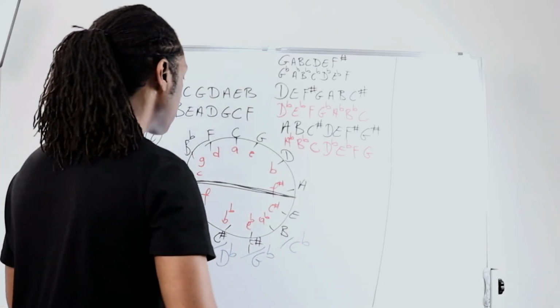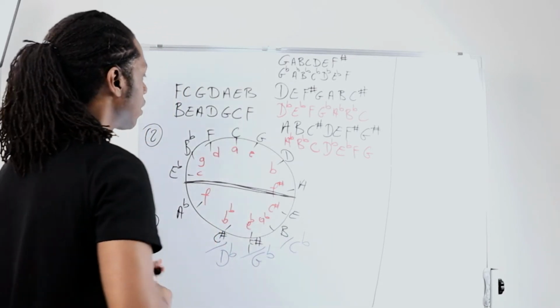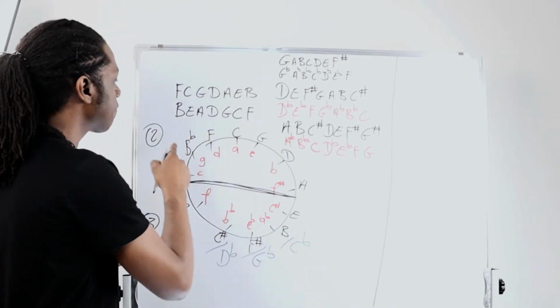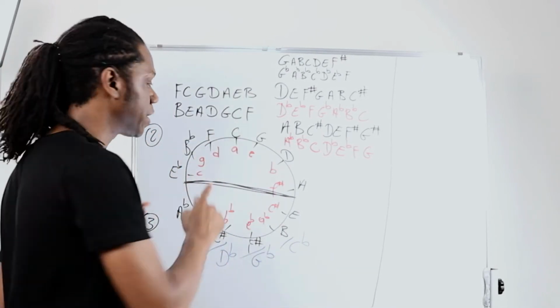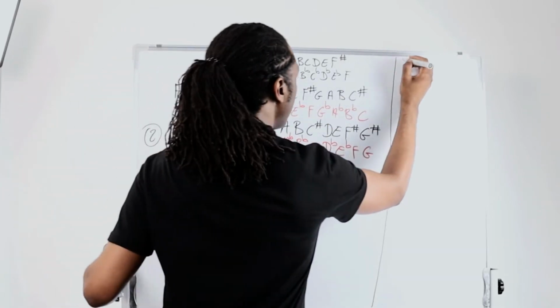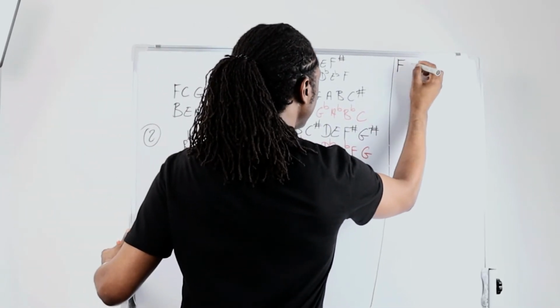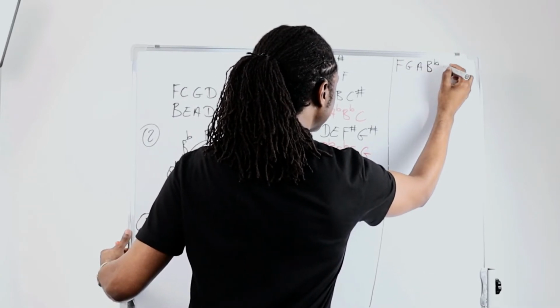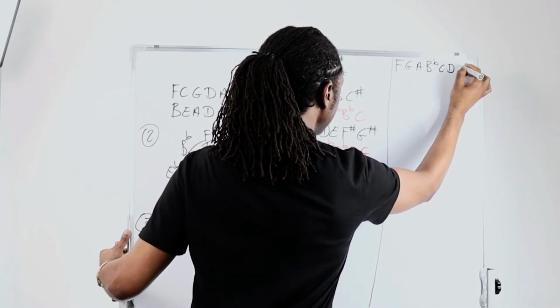So now we're going over to the flat side. We're going to go to F. I'll come to C in a minute. So F must have 1 flat, which is B flat. So F major scale: F, G, A, B flat, C, D, and E.